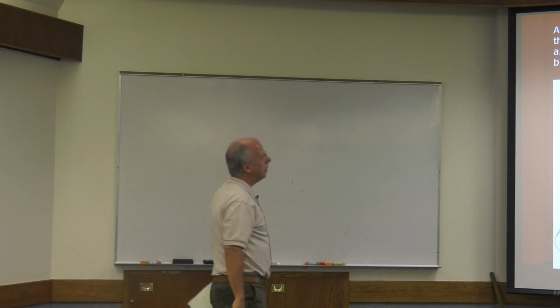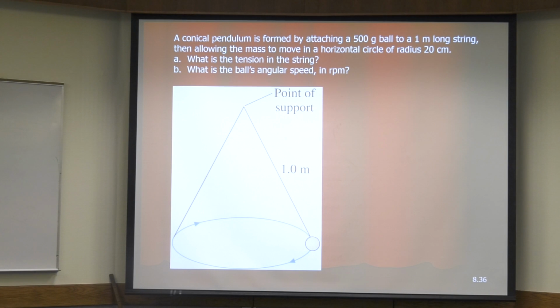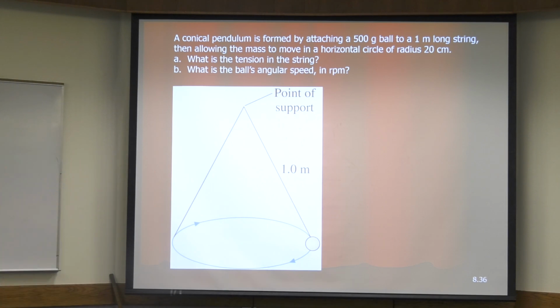Okay, a conical pendulum is formed by attaching a ball to a string and then allowing the mass to move in a circle. So let's just say I had a string and I'm going like this or something like that. Okay. So what's the tension? What's the speed? Notice it says angular speed, omega. Omega is radians per second, but they're even being rotten, they're going to say RPM. That's okay, we can do it.